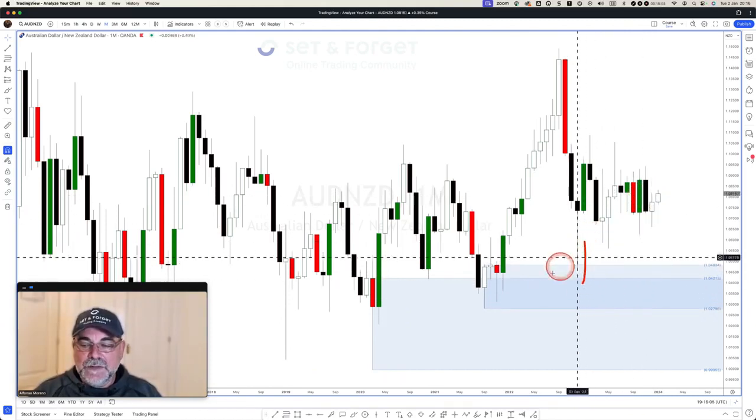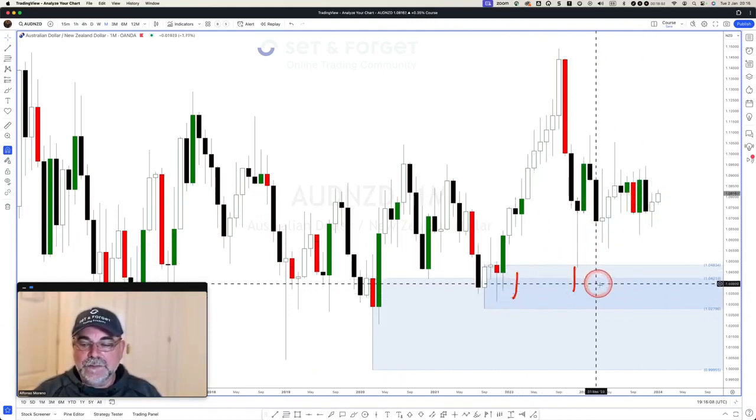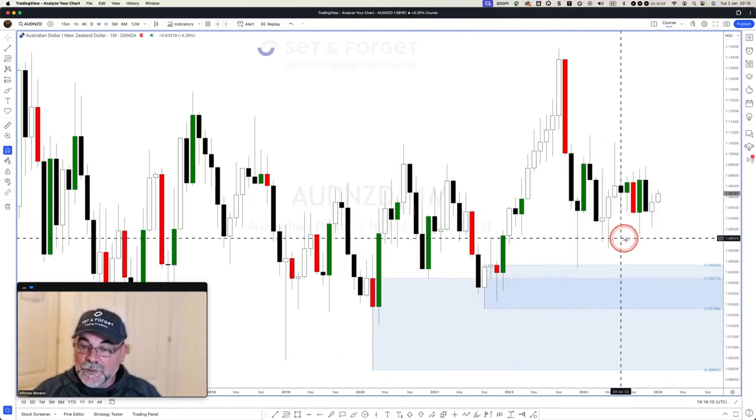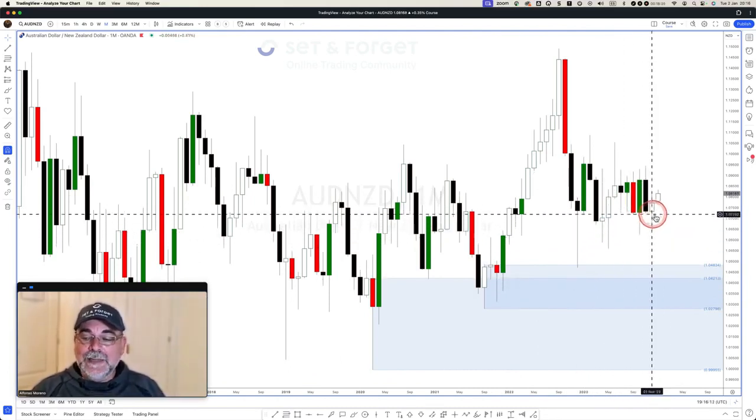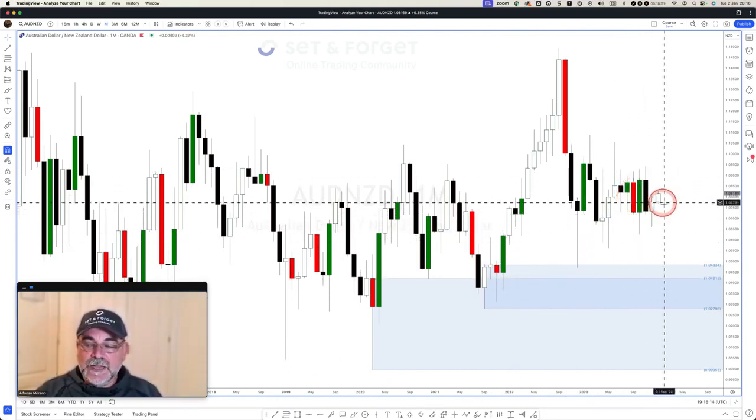So now we can see these reactions from the monthly demand level, pink candle. The lower wicks are also wide, and then here we see bullish price action.